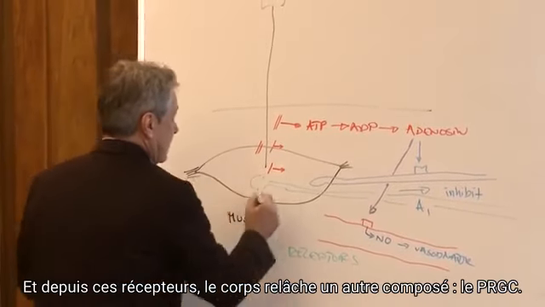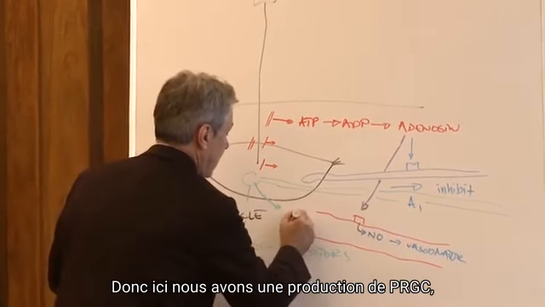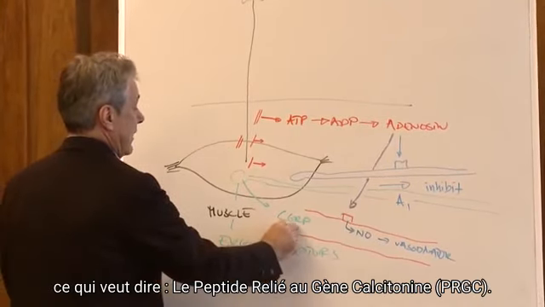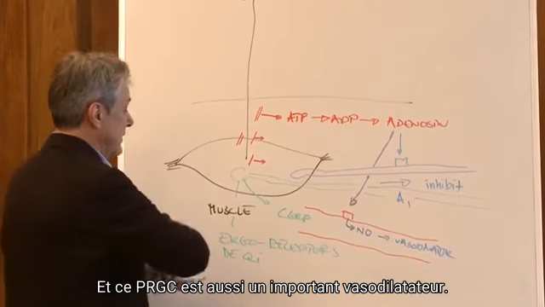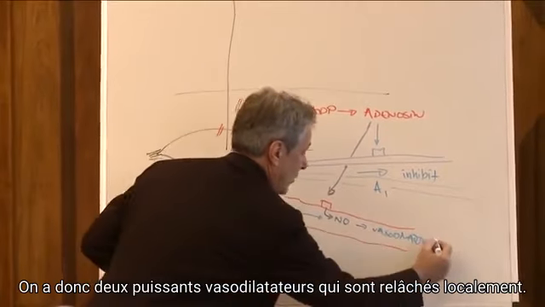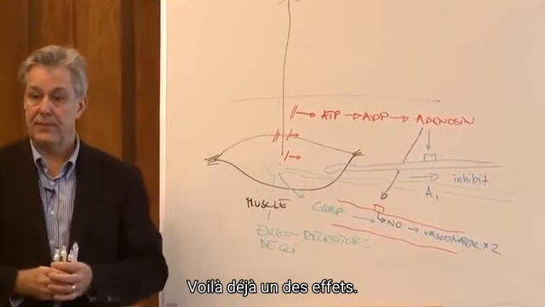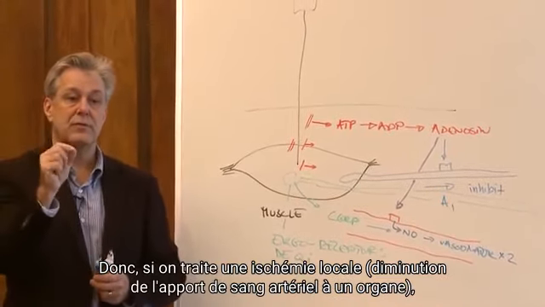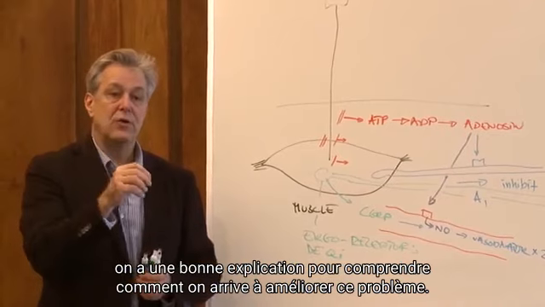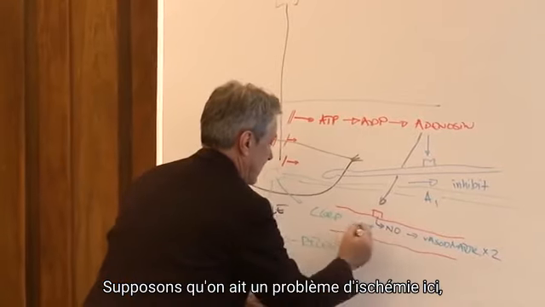And from these receptors, there is a release of another compound called CGRP. So what you will find here is that you're having a release of CGRP, and that is calcitonin gene-related peptide. And calcitonin gene-related peptide is also a very potent vasodilator. So in other words, we have two potent vasodilators that are released locally. That is one of the effects. So in other words, if we are treating local ischemia, like local muscle ischemia, we have a very good mechanism explaining why we may inhibit these conditions, where we have ischemic conditions here, for example.